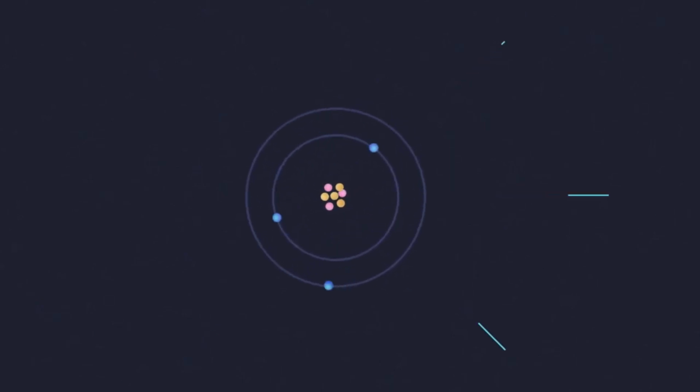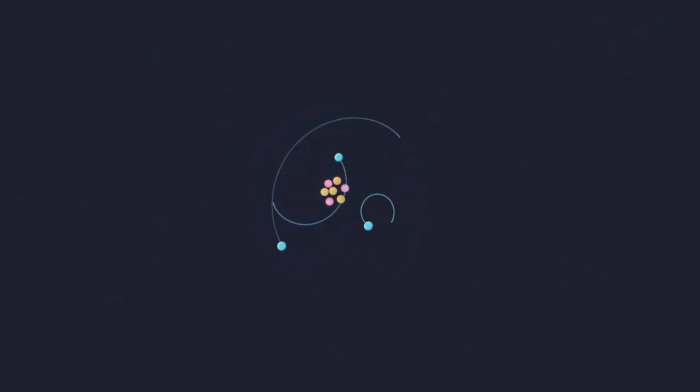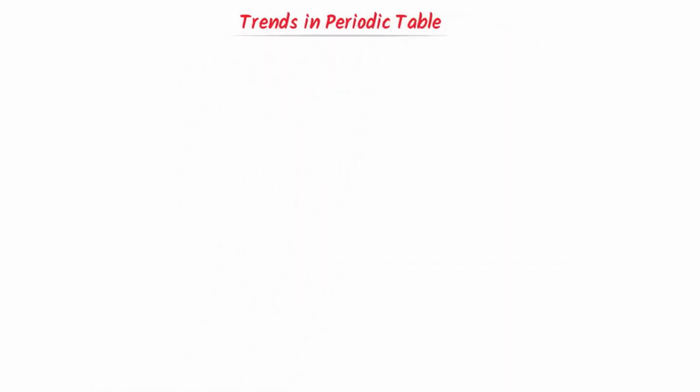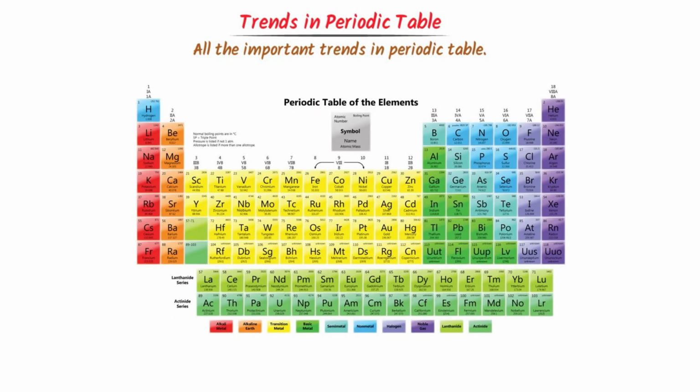As an atom, we frequently think of the electrons traveling in orbitals. These orbitals are not where electrons are most likely to be found. Trends in the periodic table. I will teach you all the important trends in the periodic table with easy examples.